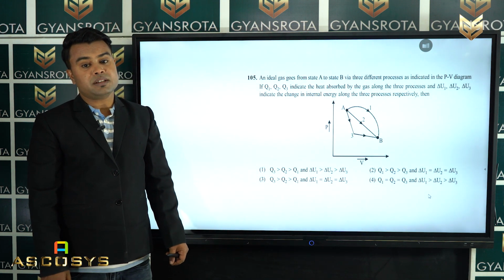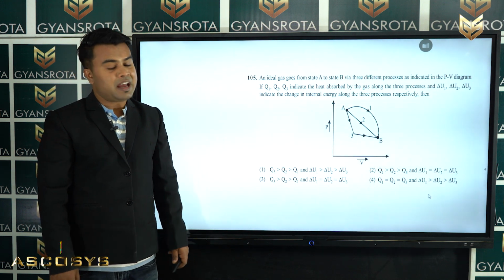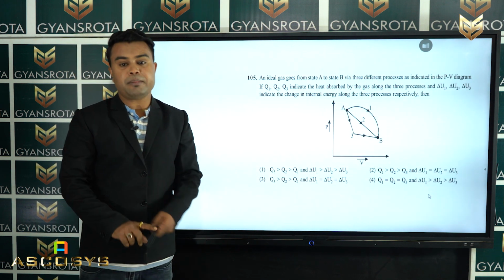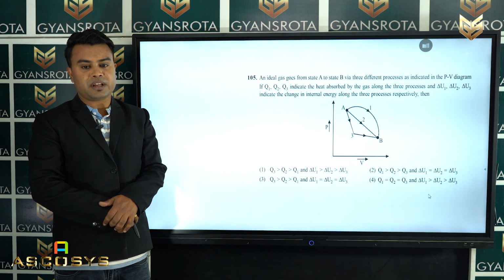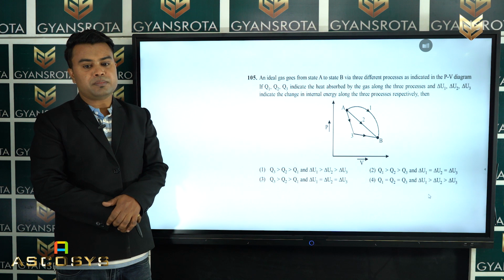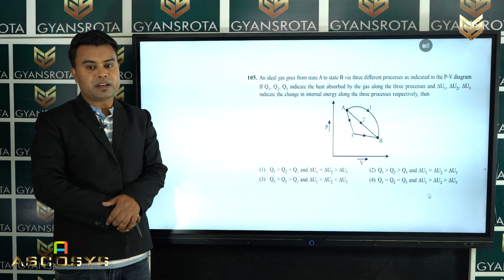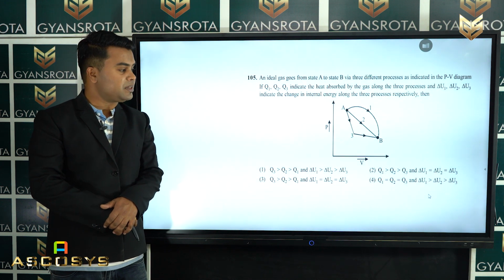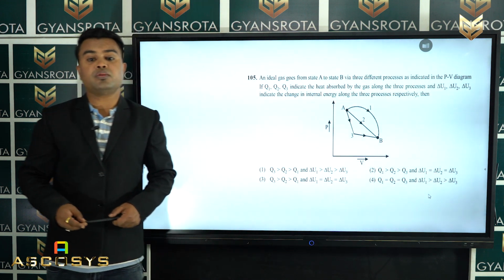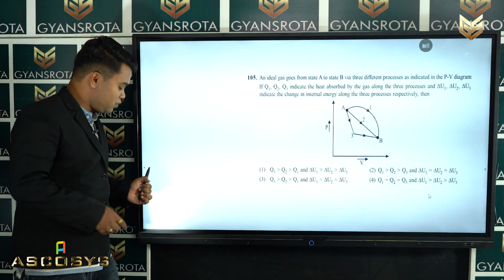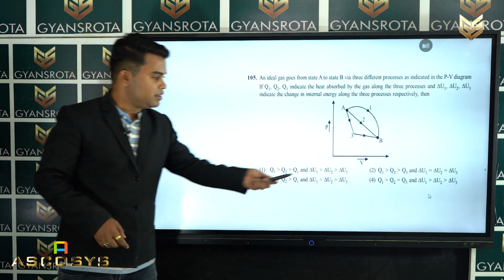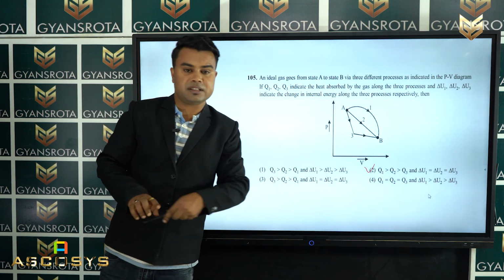So you have to see the PV diagram, and the internal energy, as it is coming back to the state B, will be the same for all of them, right. The PV diagram is made for a constant temperature. Okay. If the temperature is constant, then the internal energy will also be the same for all of them. So the right answer for this question is option number 2. This is the correct answer.